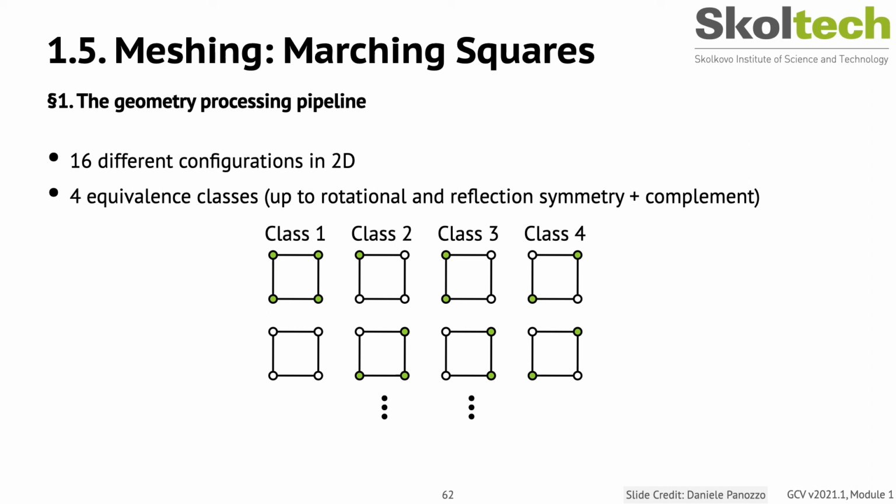In 2D, 16 different configurations may exist that are determined by the different variants of the sign combinations in all cell endpoints. However, they decompose to only 4 equivalence classes, differing by rotation, reflection, or inversion. For example, class 1 represents a cell where the function is positive or negative in all 4 of the endpoints. Class 2 represents a case where the function is positive or negative only in one of those endpoints, and so on.